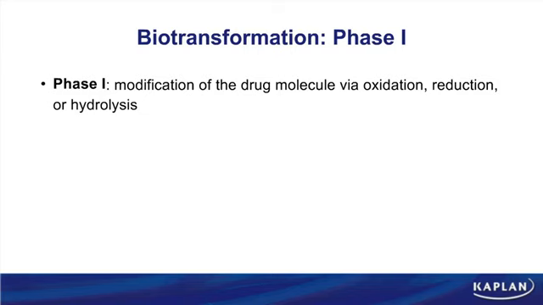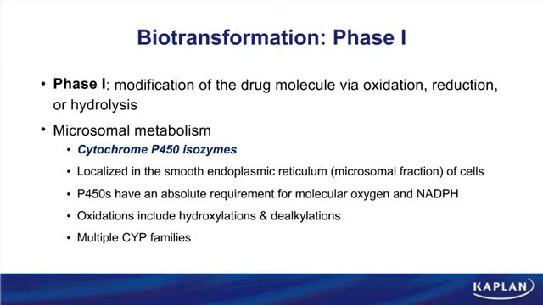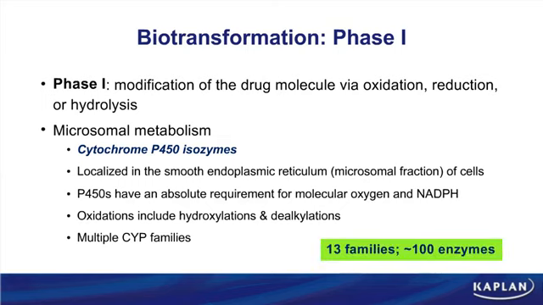Phase 1 most often involves enzymes called cytochrome P450s. Cytochrome P450 enzymes are really a number of enzymes. There are about 13 families of P450 enzymes with about 100 enzymes total. And P450 enzymes are going to perform a series of oxidation reactions. In fact, the three types of phase 1 reactions are oxidation, reduction, and hydrolysis. Most P450 reactions are oxidations.